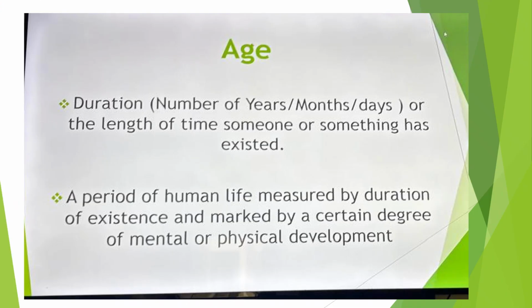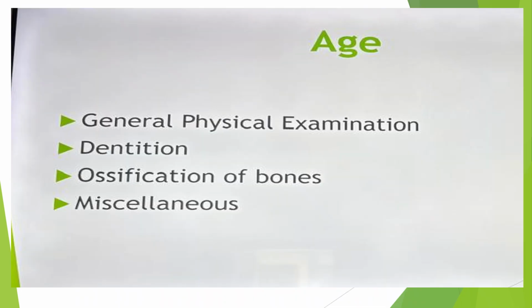So age, determination of age is the most important thing in forensic medicine as well as in many other cases too. So here, what is age and how is it defined? It is defined as the duration, which can be either in months, years, or days, or the length of time someone or something has existed. So, the period of human life measured by duration of existence and marked by a certain degree of physical and mental development. Then, the determination of age depends upon the following parameters: general physical appearance, dentition, that is through teeth, ossification of the bones, miscellaneous, that is development of the secondary sexual characters.